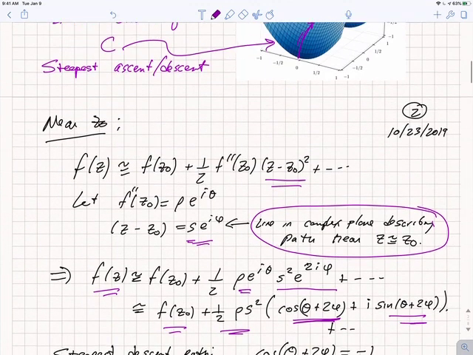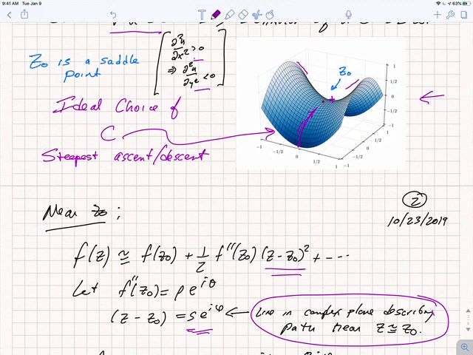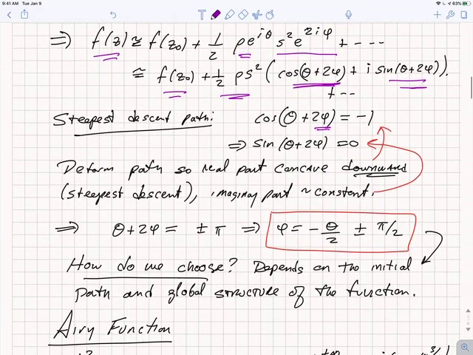So when we go over the steepest descent path, here I've plotted the real value of the function. The real value of the function is going to vary rapidly, but in fact the imaginary value of the function is constant. So this generalizes what we did with the method of stationary phase. If we want cosine of theta plus 2 phi to equal -1, we need theta plus 2 phi equal to plus or minus pi. So we need to determine the direction we go over the contour in terms of the phase, the argument of the second derivative, plus or minus pi over 2.